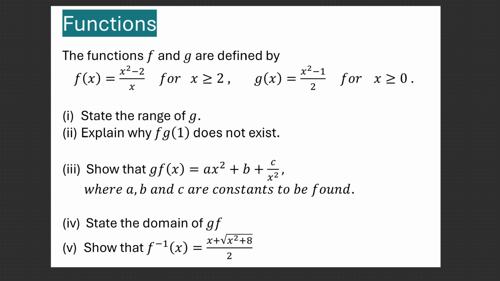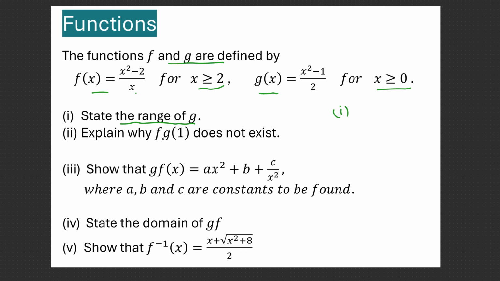Hello everybody, in this question on functions. The functions f and g are defined by f(x) equals (x squared minus 2) over x for x greater than or equal to 2, and g(x) is (x squared minus 1) over 2 for x greater than or equal to 0. So we need to state the range of g. We are given that x is greater than or equal to 0.